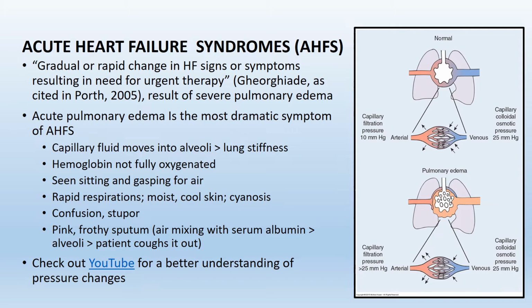And the capillary filtration pressure on the arterial side, as noted by pink, is what pushes fluid out. And it's 10 millimeters of mercury here. So together, both of these pressures keep blood in the capillaries, which is where you want most of the blood to be. But with pulmonary edema, while the capillary colloidal osmotic pressure is still at 25 millimeters of mercury, the capillary filtration pressure is greater than 25 millimeters of mercury, causing seepage of blood into the lungs.